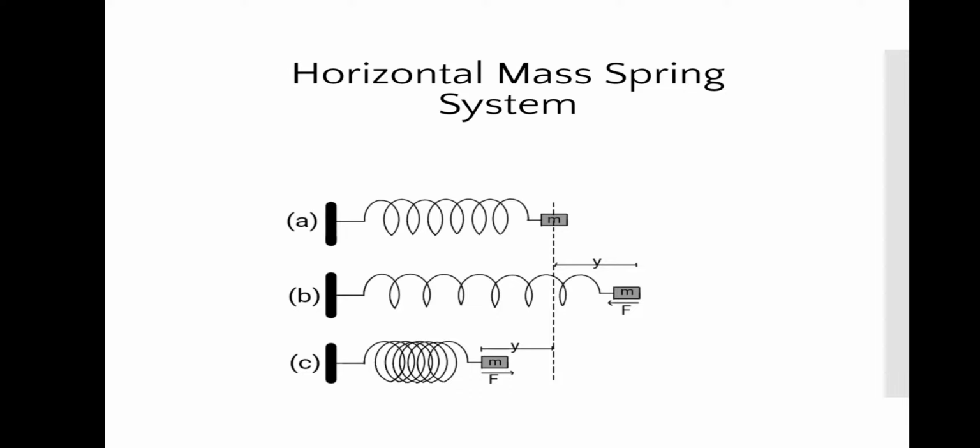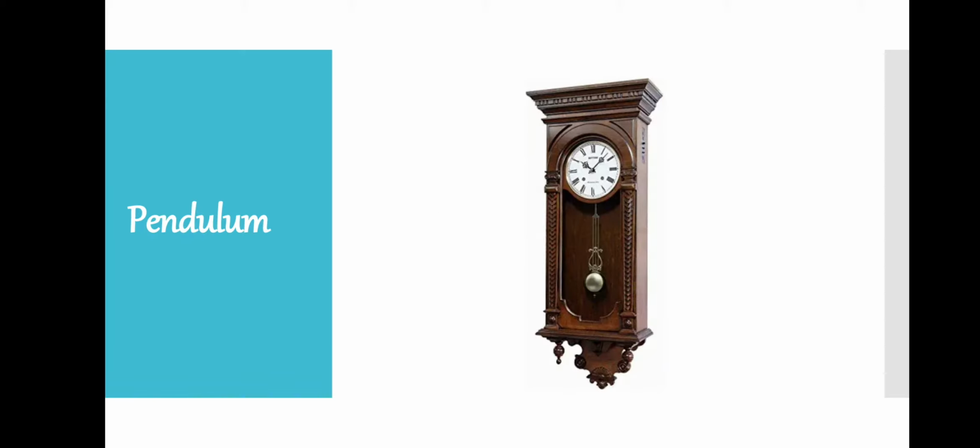The third one, when it's compressed, the velocity would be 0 because it will stop for an instant and then return to the right. When the velocity is 0, the restoring force is maximum, the acceleration is maximum, the kinetic energy is 0, and the potential energy is maximum. Here is another example, which is the pendulum.